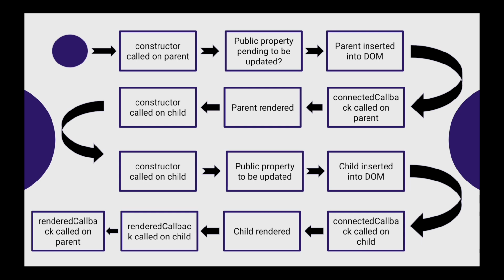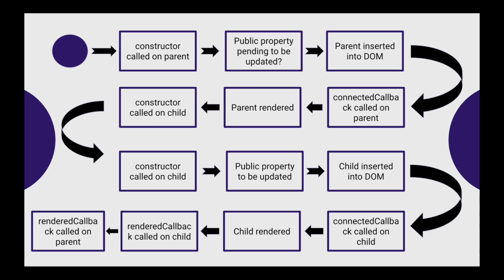So yes, then on the child also it will check for the public property to be updated, and then the child component will get inserted into the DOM. Then again, after the child component gets inserted into the DOM, the connected callback lifecycle hook will be called on the child component. Then the child component will be rendered, then rendered callback is called on the child component, and then rendered callback will be called on the parent.